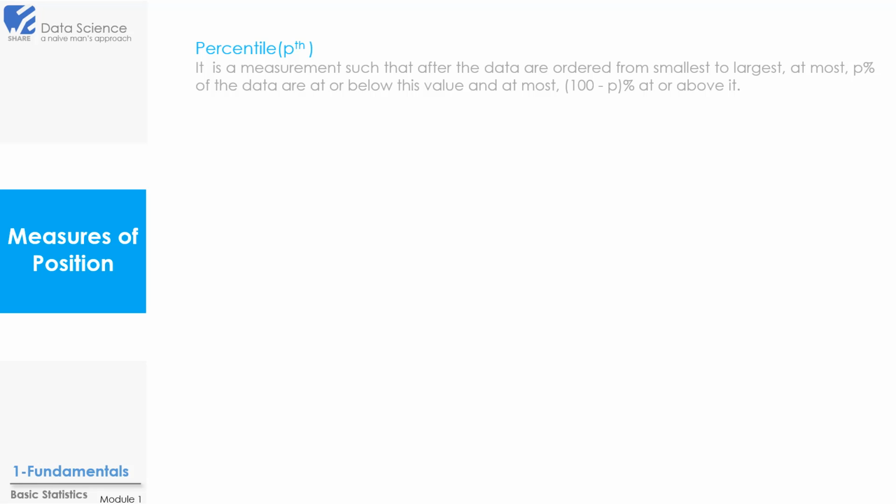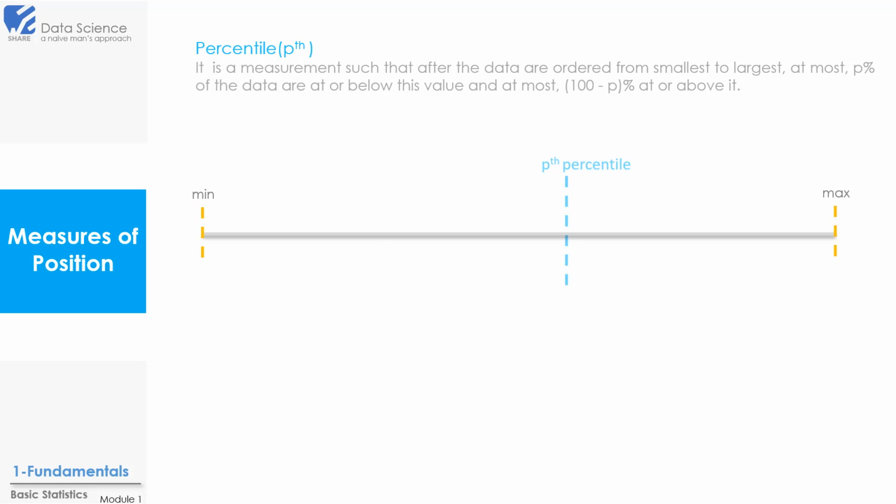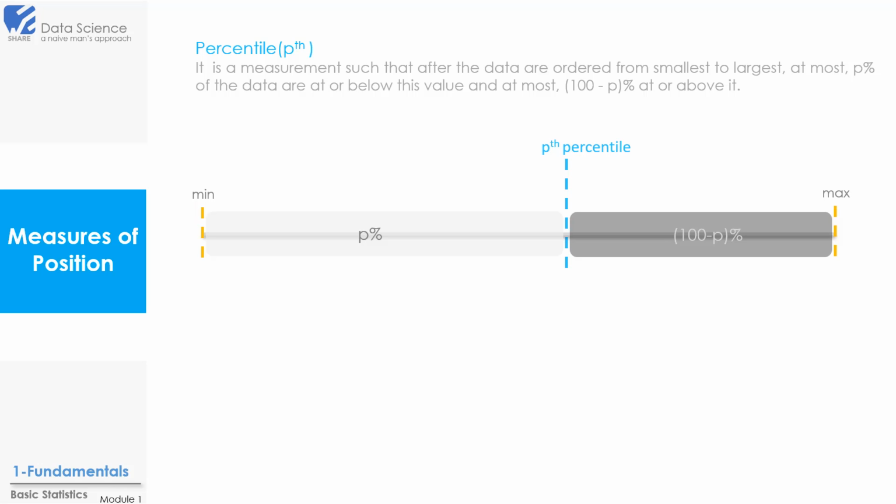After this, we have measures of position. Measures of position give a range where a certain percentage of data falls. So in measures of position, we have percentile. Percentile is a measurement such that after the data are ordered from smallest to largest, at most p% of the data are at or below this value, and at most 100 minus p% of the data are at or above it. So let's say we have our axis showing minimum and maximum points. Now here we can see that p% of the data falls below it and 100 minus p% of the data falls above it. So this is what percentile means.